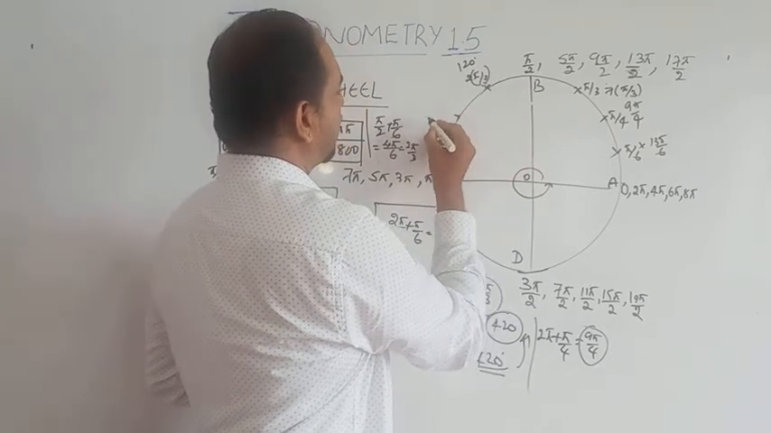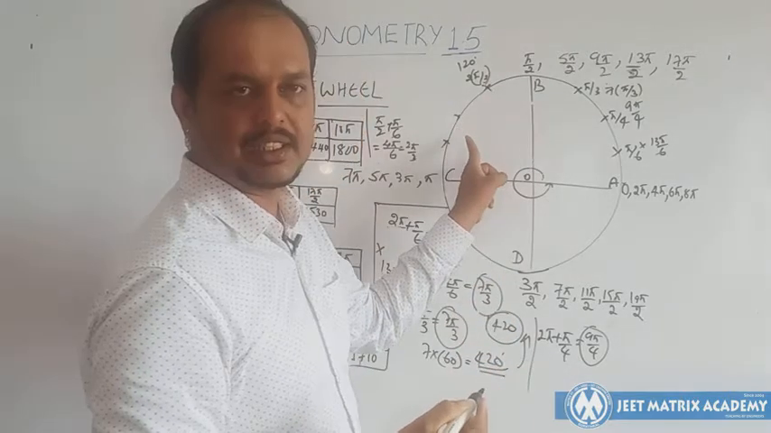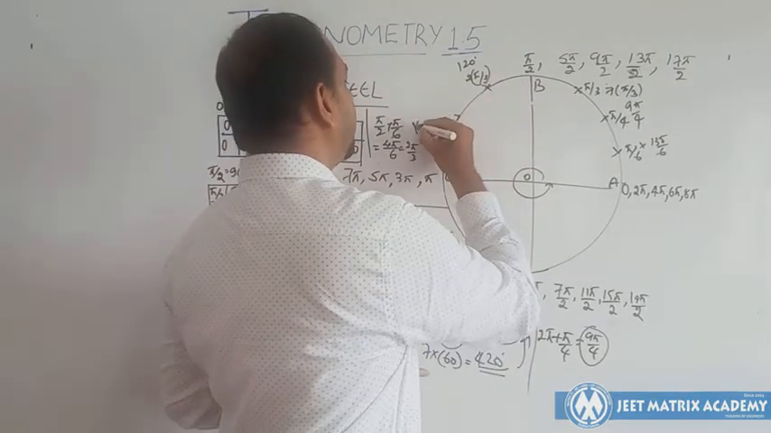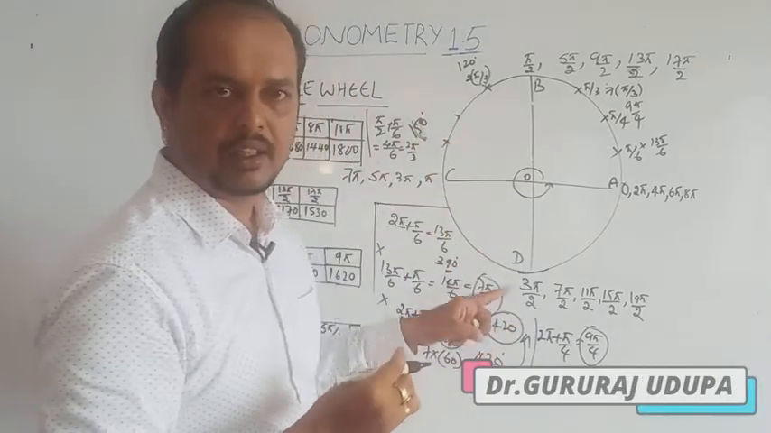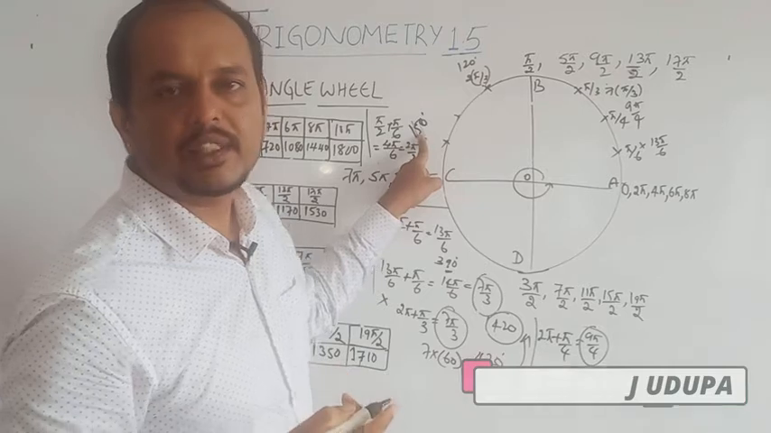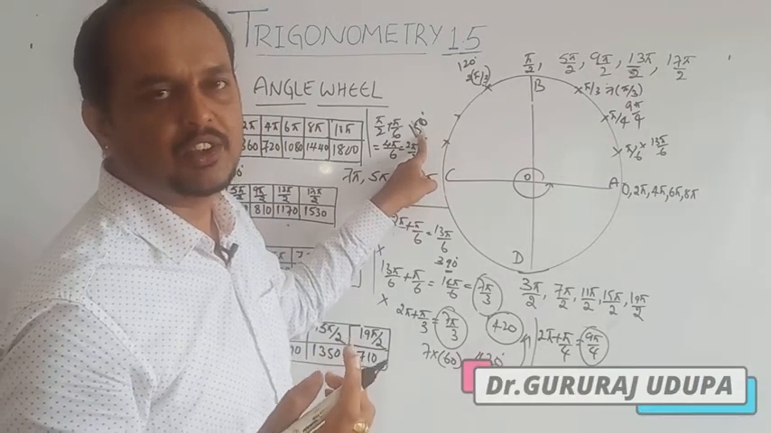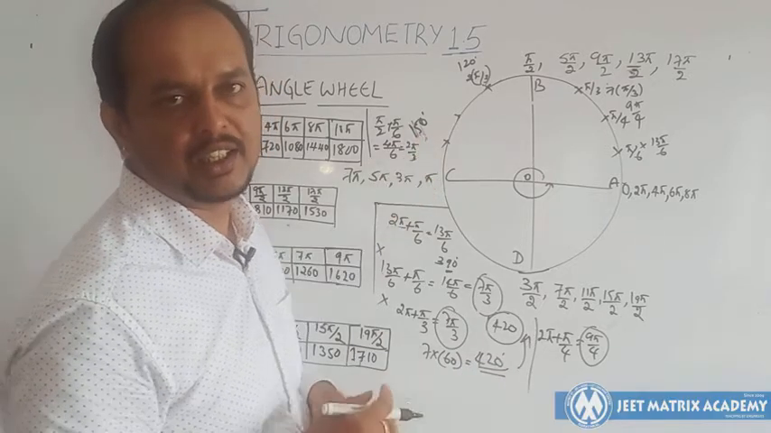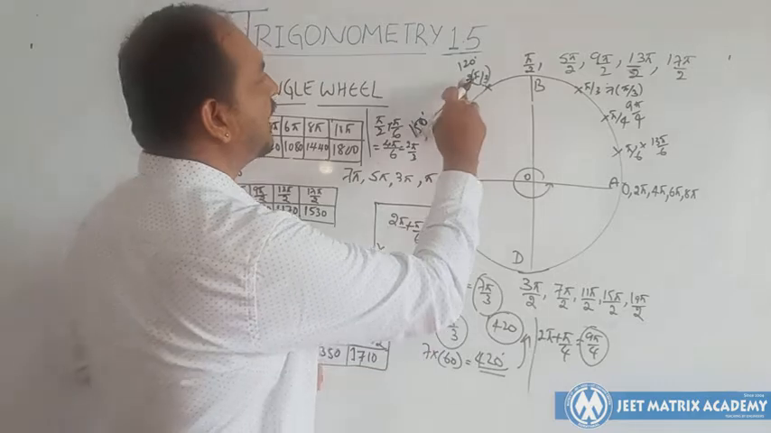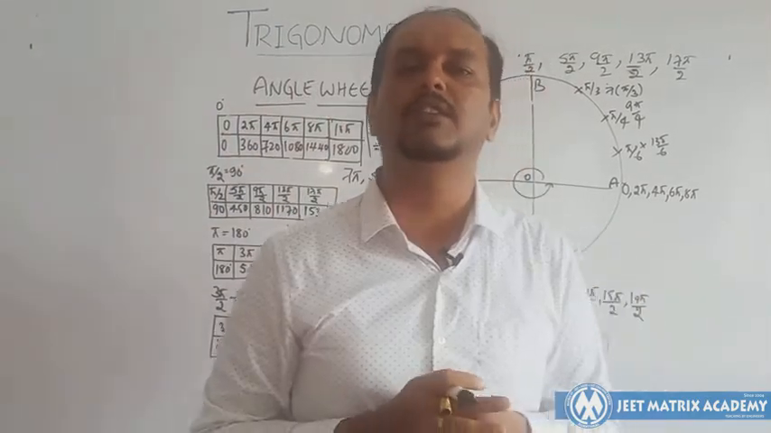Now next position, what can I write? This next position: pi by 2 or 90 plus 60, that is 150. Am I right? Everyone agree? 150 degree. How do I get 150 degree? Just think. Can you think? What if I do like this, 2 into pi by 3? What if you do? You will get 150 degree.